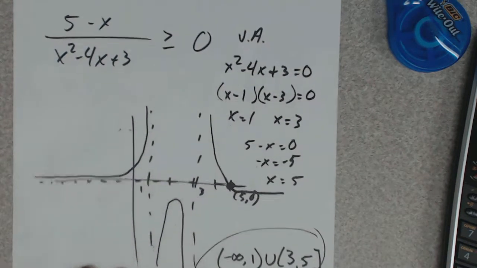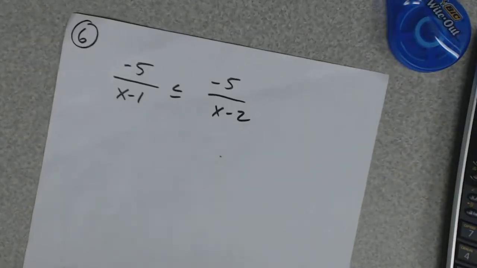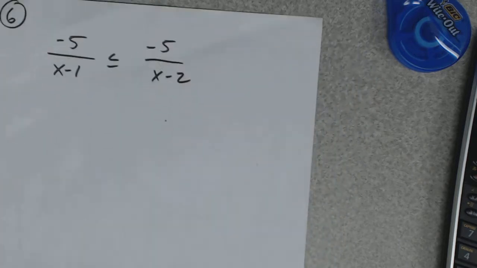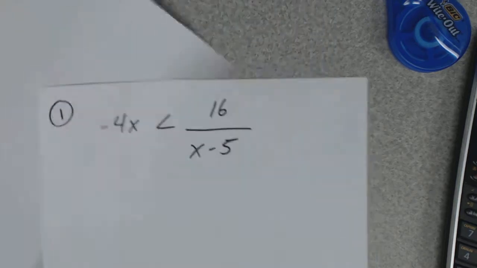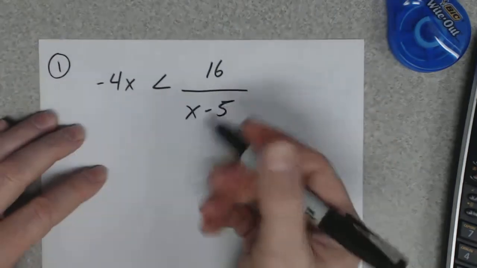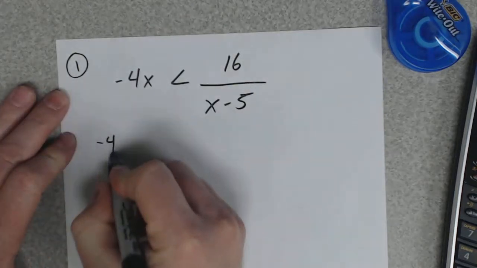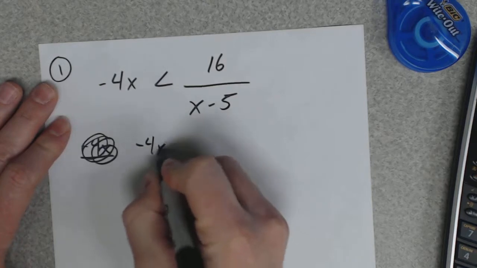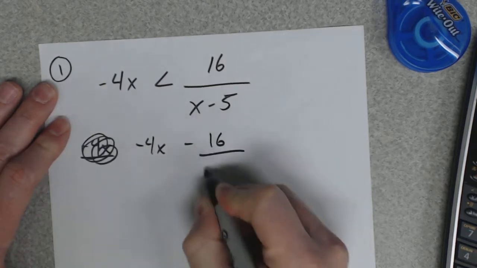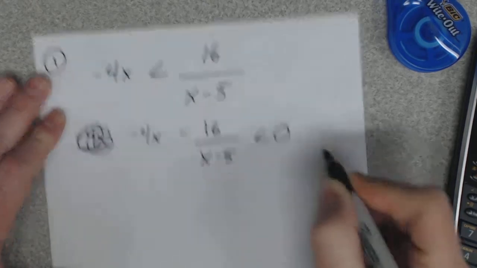All right, almost done. Looks like we have number 6 left. This is number 6 and number 1. These don't have the same denominators. Let's do number 1. So I'm going to move this over. I should have written that. Okay, negative 4x minus 16 over x minus 5 is less than 0.